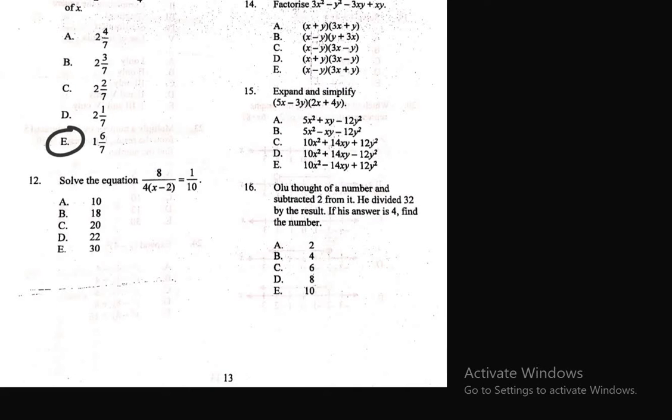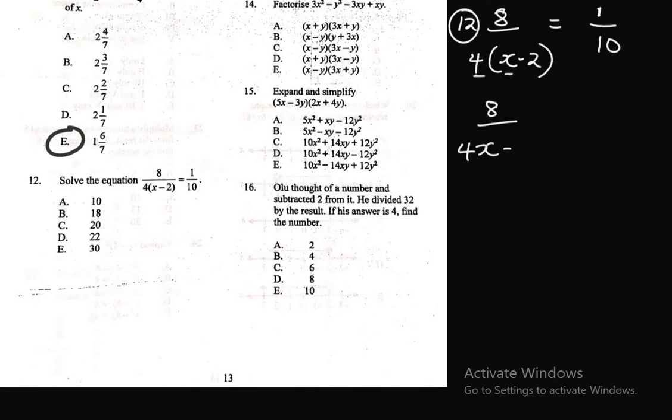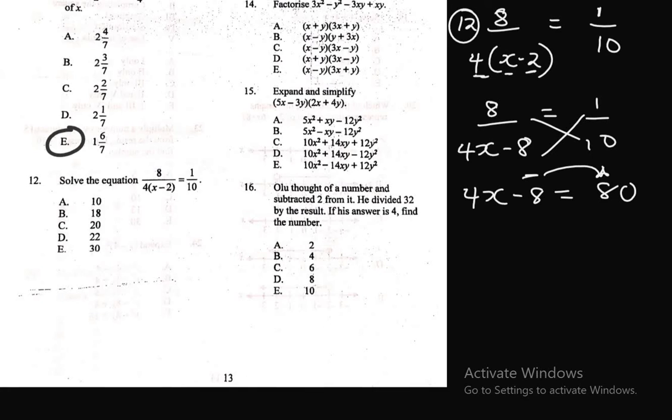Question 12 says, solve the equation 8 over 4 bracket x minus 2 close bracket equal to 1 over 10. Alright, this will give me 8 over 4 times x, 4x minus 4 times 2, 8, equal to 1 over 10. Cross multiply. So 1 times 4x minus 8 will give me back 4x minus 8. And 8 times 10 is 80.